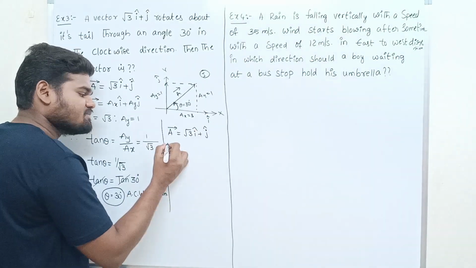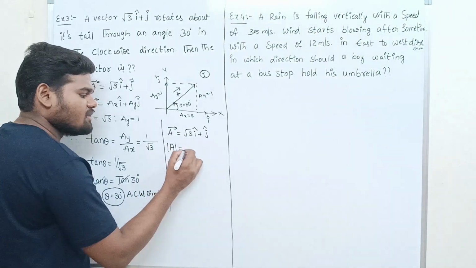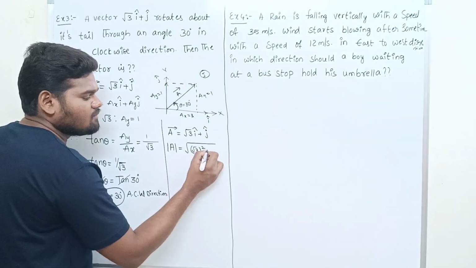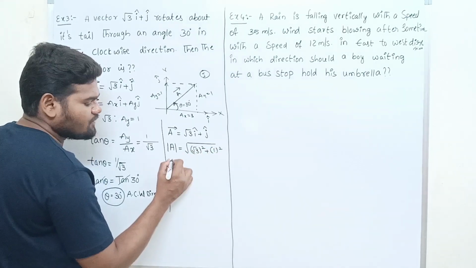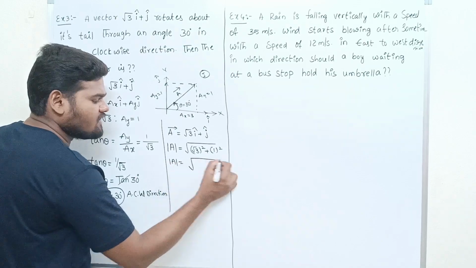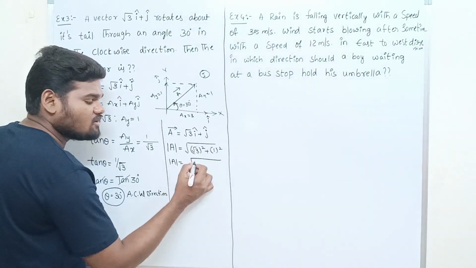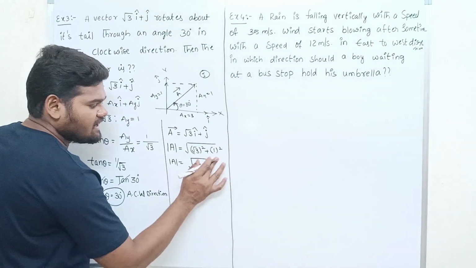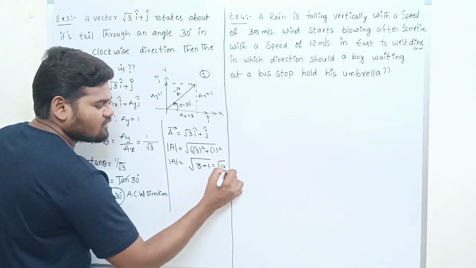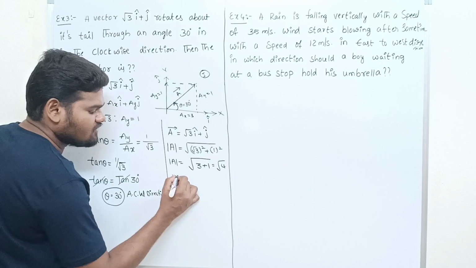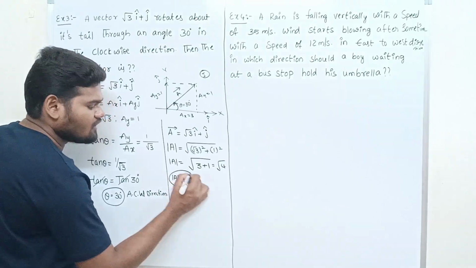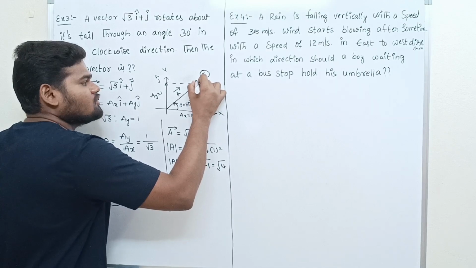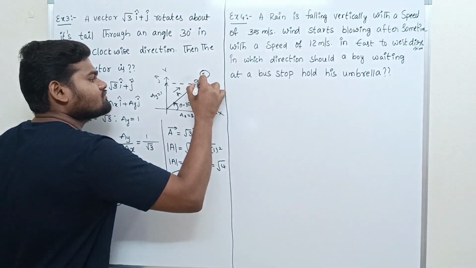If I want to find its magnitude, the magnitude of the a bar vector is equal to the under root of root 3 whole square plus 1 square. Root 3 whole square means 3, plus 1 square is 1. So finally we get root 4. What is the value of root 4? Root 4 is 2. So the magnitude of this a bar vector is 2.